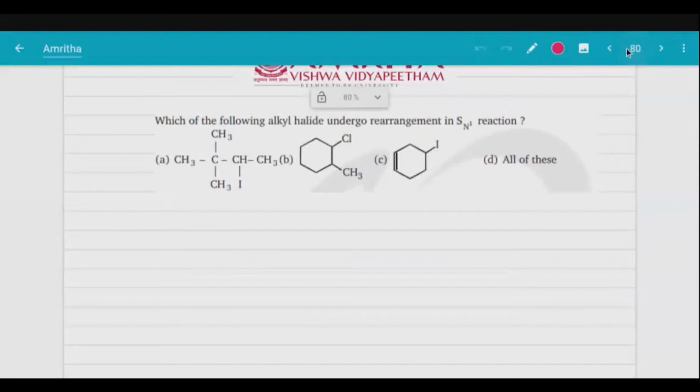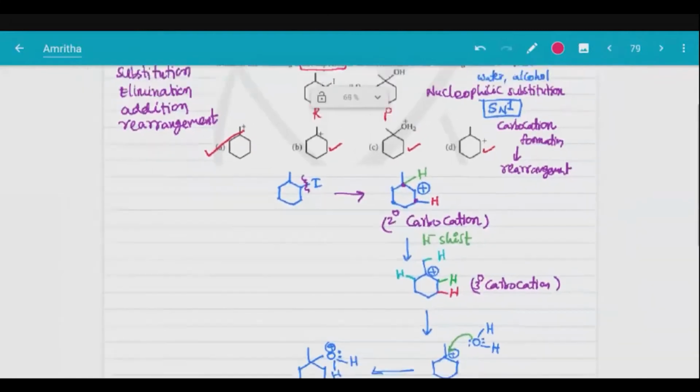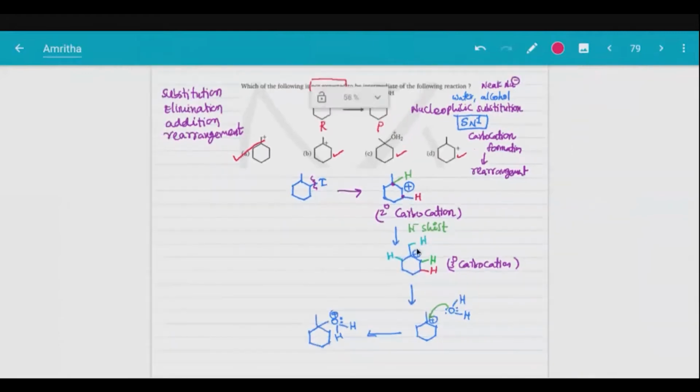Now, same SN1 reaction. Now, which of the following alkyl halides undergo rearrangement? Where rearrangement is possible? Can you quickly find out? Explain it again. See this, the last question. So what I'm doing is, it is an SN1 reaction, I know, because water and alcohol. First, you have to break the carbon halogen bond, plus charge. Now, secondary to tertiary possible, yes, by shifting H minus.